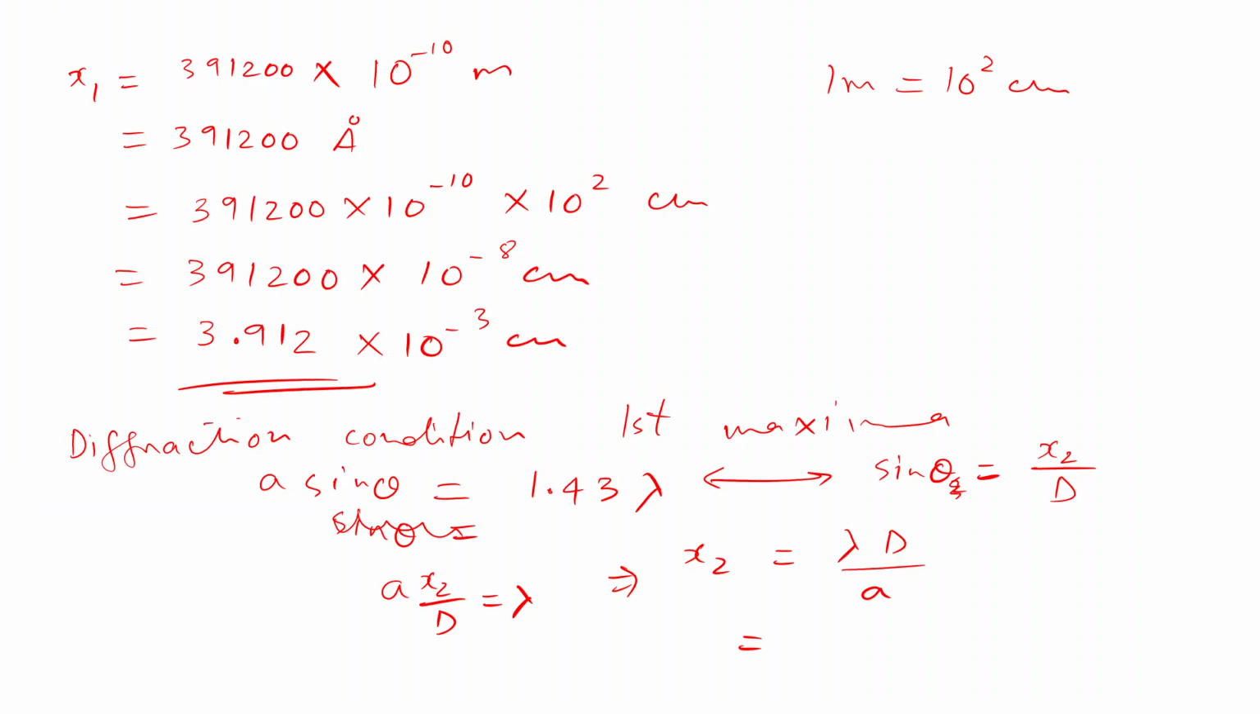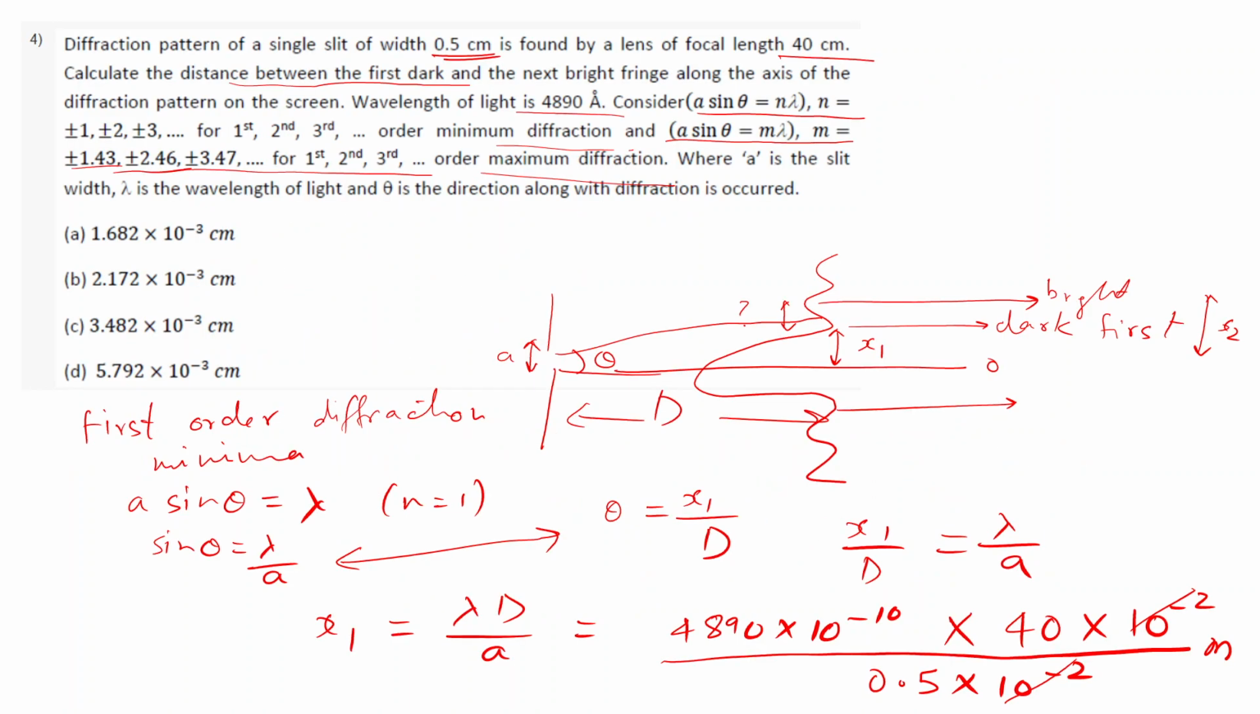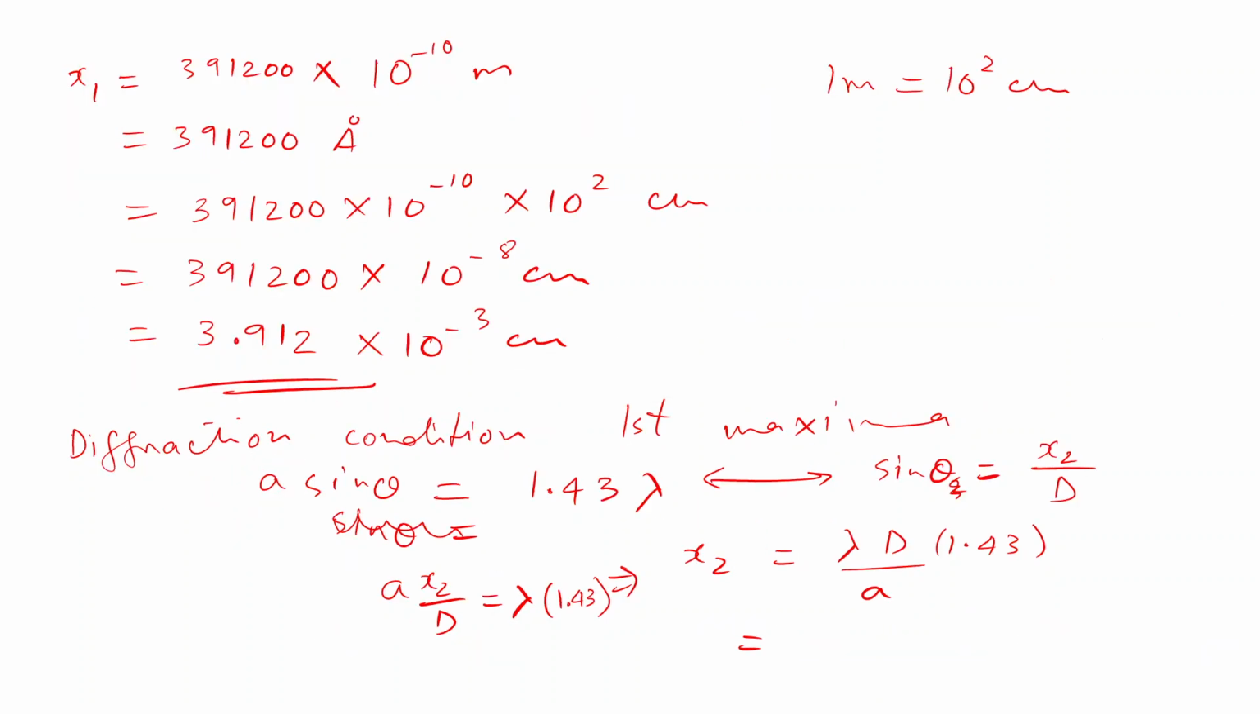Okay, lambda d by A. I forgot one thing. Here we had times 1.43 as well, right? That's not 1, there is 1.43 also. So this lambda d by A gave us this, and now that is multiplied by 1.43 multiplied by this 3.912 times 10 to the power minus 3 centimeters.